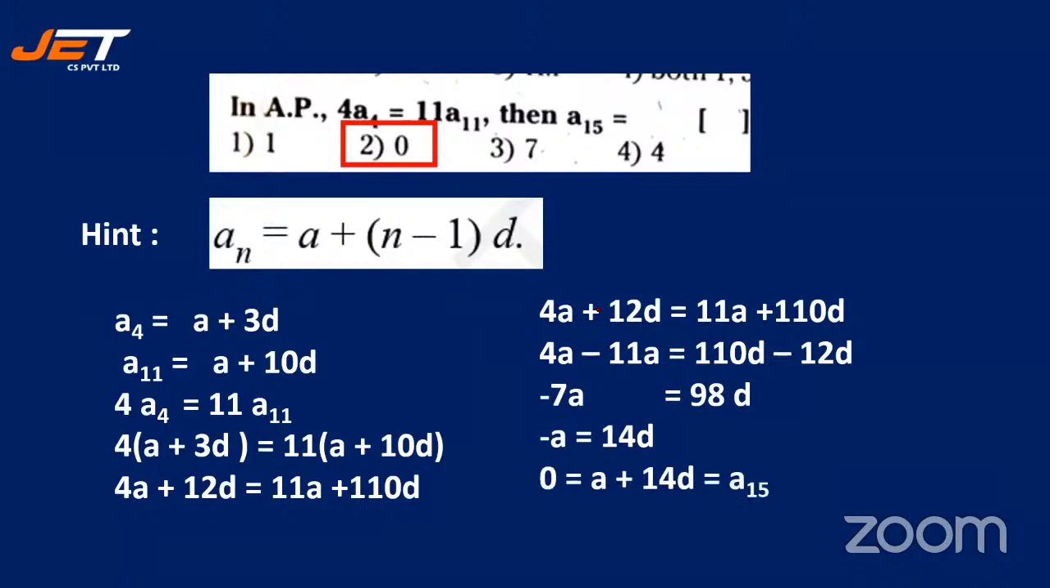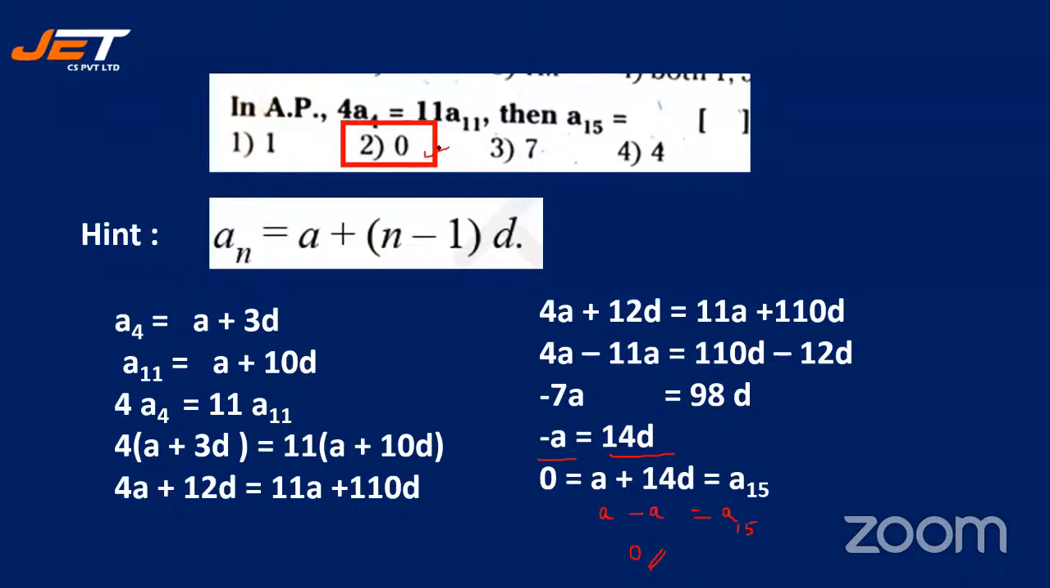So a plus 14d. Now they want us to find out A15. What is A15? a plus (n minus 1) into d. That is a plus 14d. Okay. So a plus 14d is equal to A15. But we know that 14d is nothing but minus a. Isn't it? See here we have found out 14d is minus a. Therefore a minus a is A15. So a minus a is 0. That is why your answer is 0.